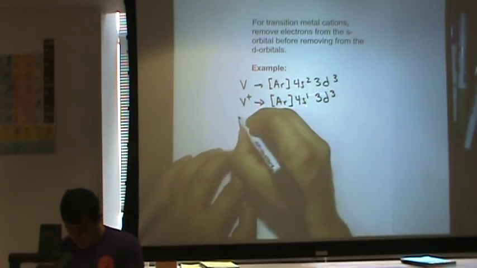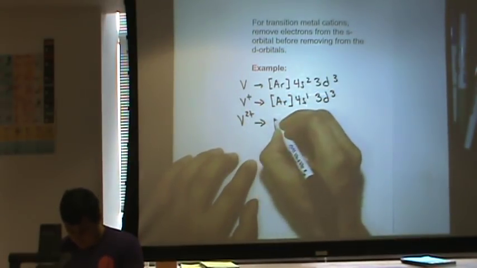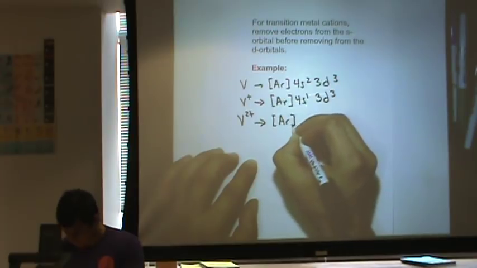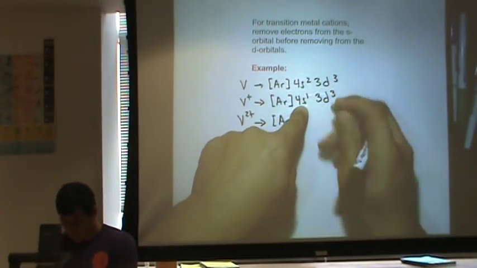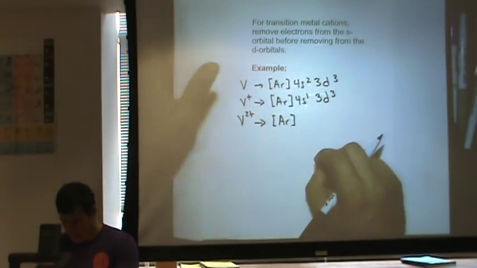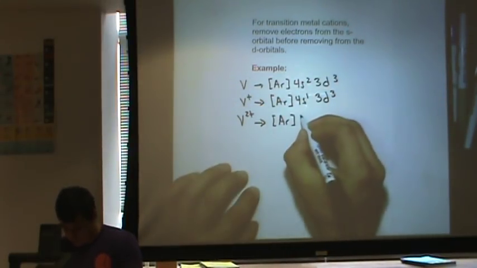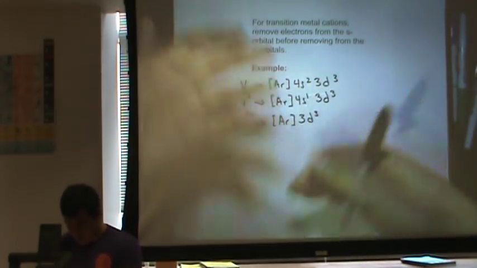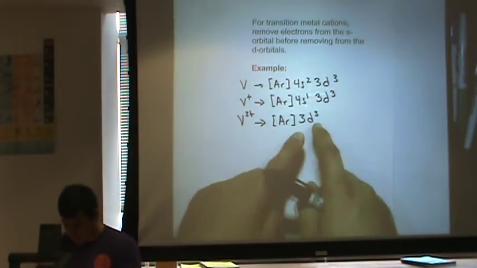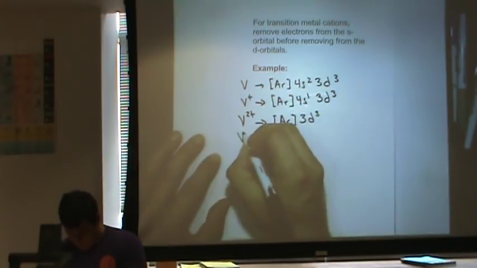I can remove another electron. Let's do vanadium 2 plus. Vanadium 2 plus would remove the electron completely from the 4s1 orbital. So now we don't have any electrons in the s orbital, so we're left with 3d3. And if I wanted to continue to remove electrons, now I can only remove from the d orbital.